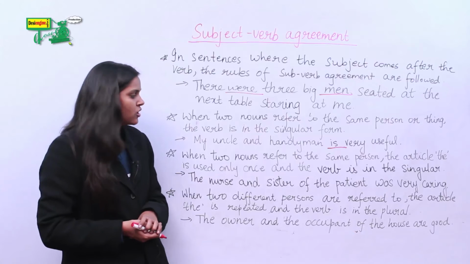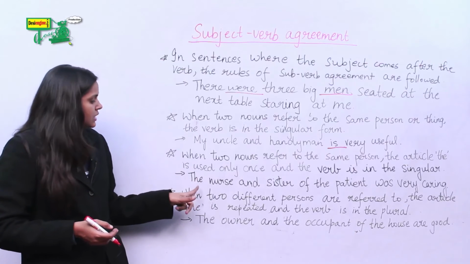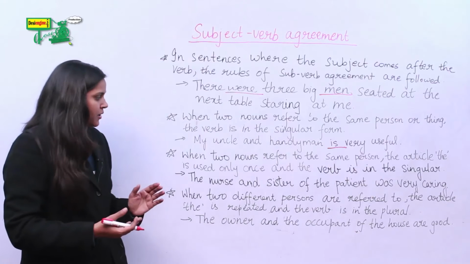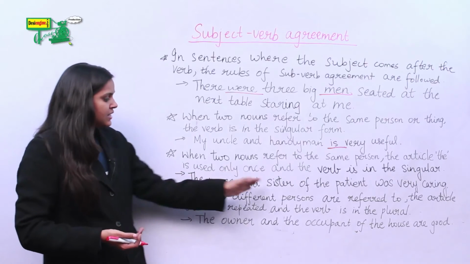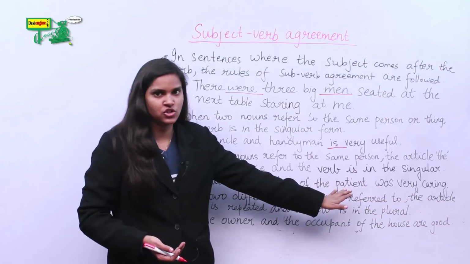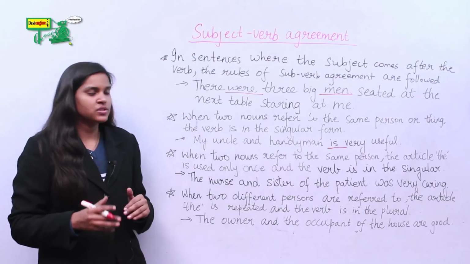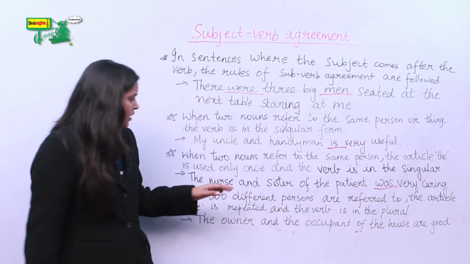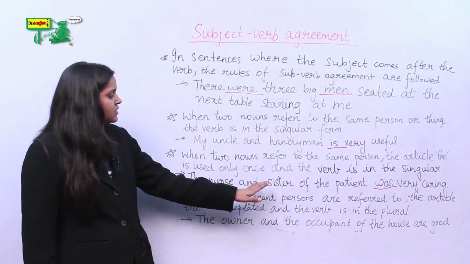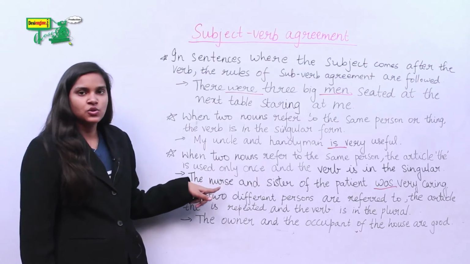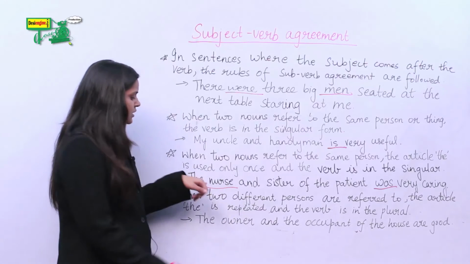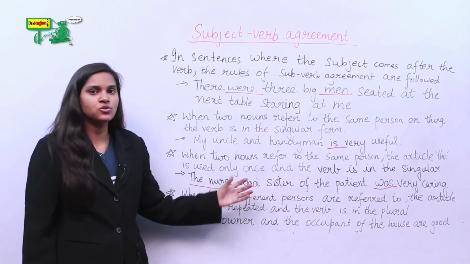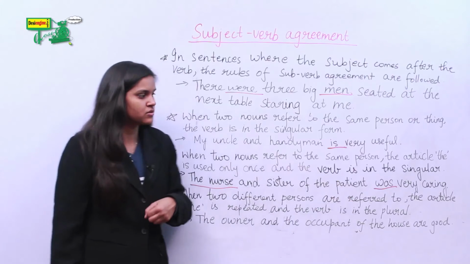Next rule is, when two nouns refer to the same person, the article the is used only once and the verb is in the singular form. Therefore, the nurse and sister of the patient was very caring. Here, the nurse and sister refer to the same patient. Therefore, the verb which is used is in the singular form, was. One thing to be remembered is the article the is used only once with the nurse, because here the subject nurse and sister refer to the same person, that is the patient.